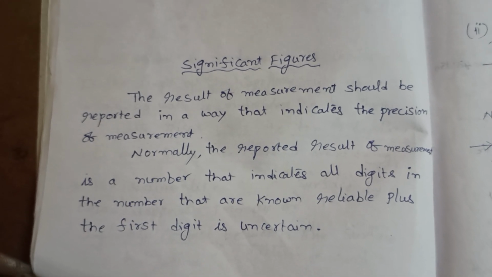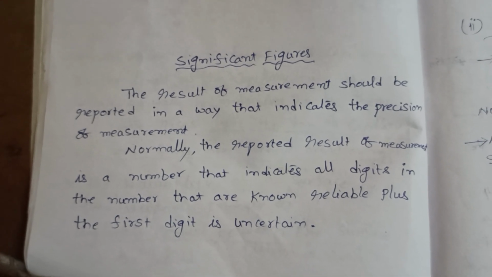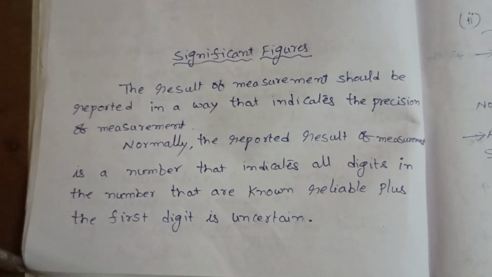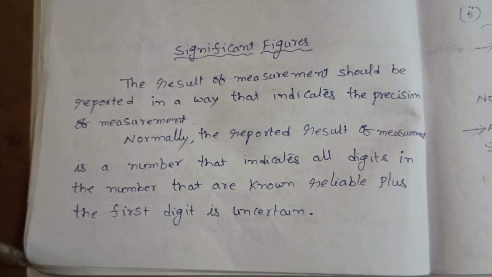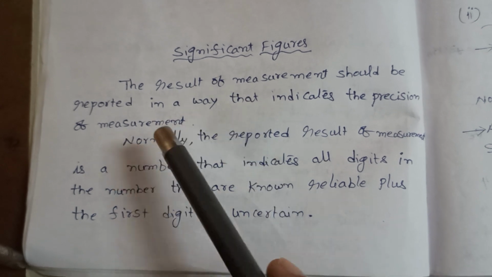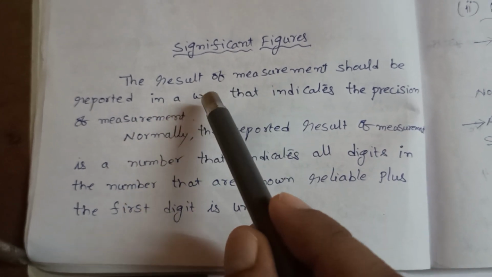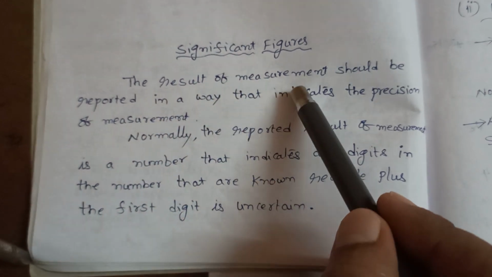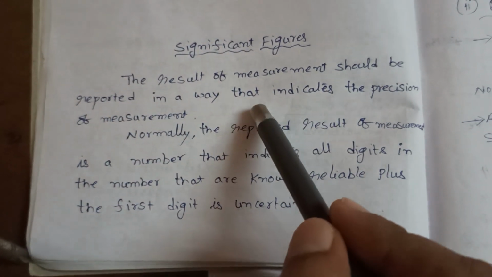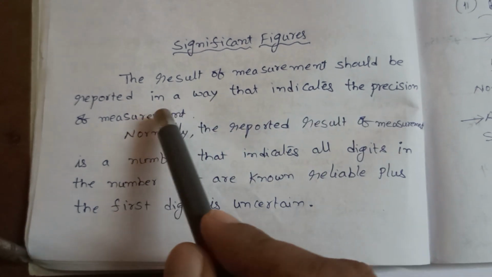Hello students, today we are going to learn about significant figures. First of all, what is a significant figure? Generally, if we measure anything, the result of measurement should be reported in a way that indicates the precision of the measurement.